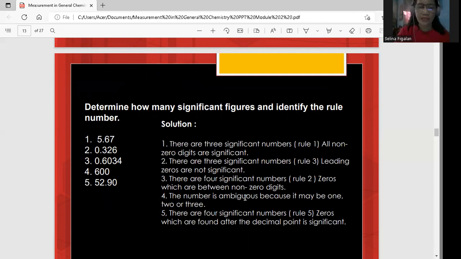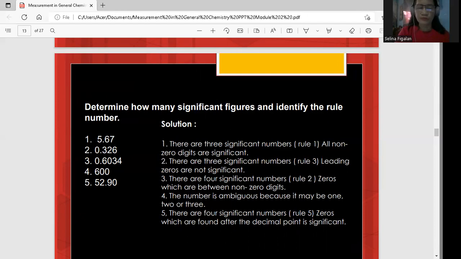So, para siyang undecidable. Okay? Pwedeng gagawin mong isa lang, the 6, or pwede rin dito. Kasi there is no decimal point here. Okay? So, magagamit lang natin yun na nagkukunwari tayo with decimal point on the last number pag ginagamit natin sila sa SI unit. Okay? Or sa other thing.